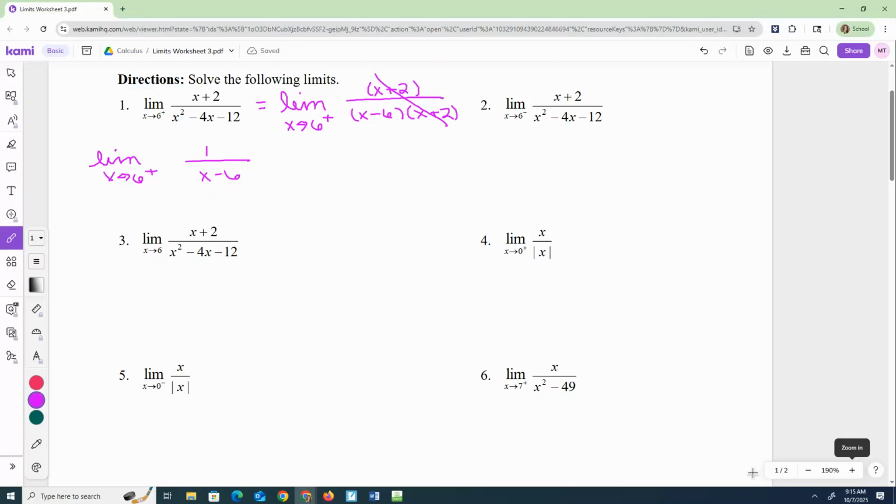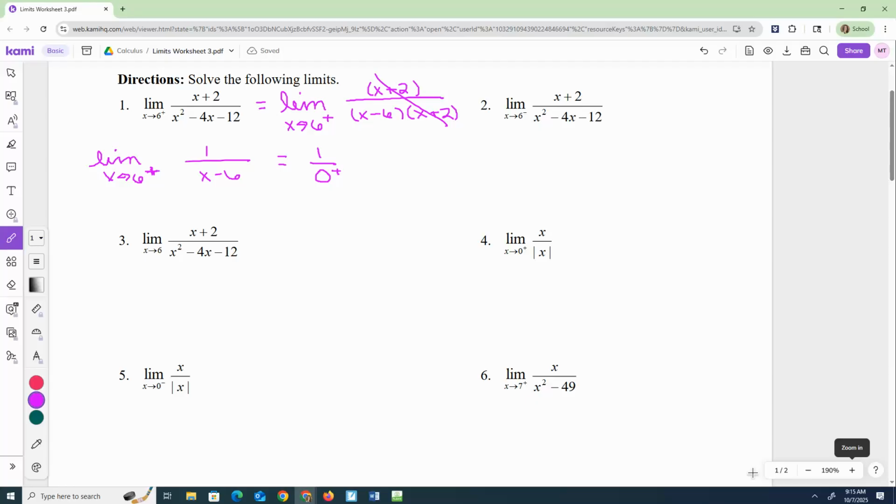Right, the top is 1, no matter what. The bottom, if I put in 6, it's going to 0, but I'm approaching 6 from the right. That tells me I'm putting in something bigger than 6. So when you approach 6, it's getting closer to 0, but it's a positive number. Okay, so it's like 6.1 minus 6, 6.01 minus 6. What happens if I take 1 and I divide it by a smaller and smaller number? It's getting bigger and bigger.